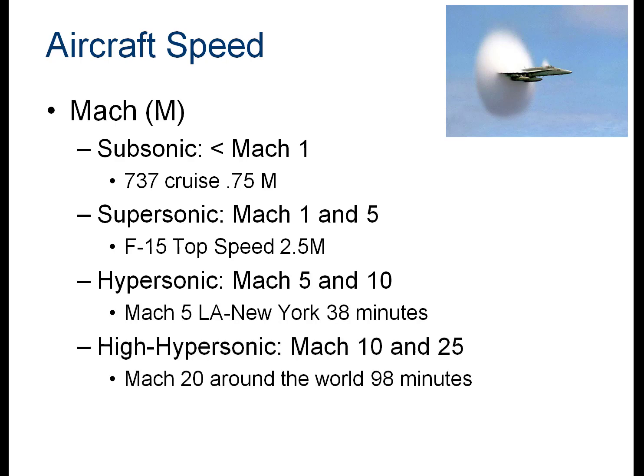High hypersonic, Mach 10 to Mach 25. At Mach 20, you go around the world in about 98 minutes, around the whole world at the equator. It's very, very fast, and that's the speed you look at for things re-entering the orbit, the high hypersonic, Mach 25. We don't have anything that flies at that speed right now, but high hypersonic is typically associated with objects re-entering the Earth's atmosphere. Still faster than the speed of sound.